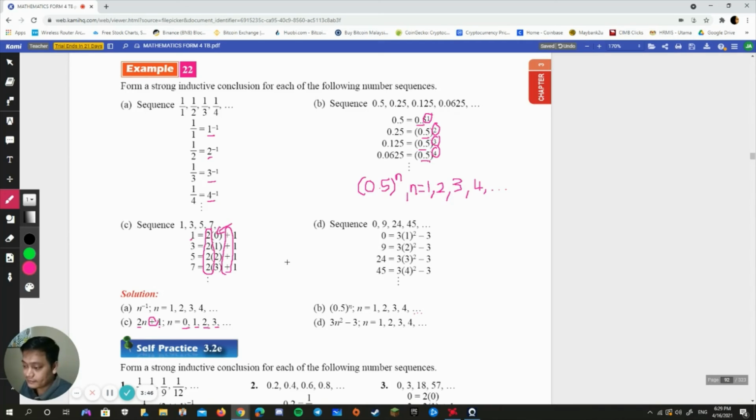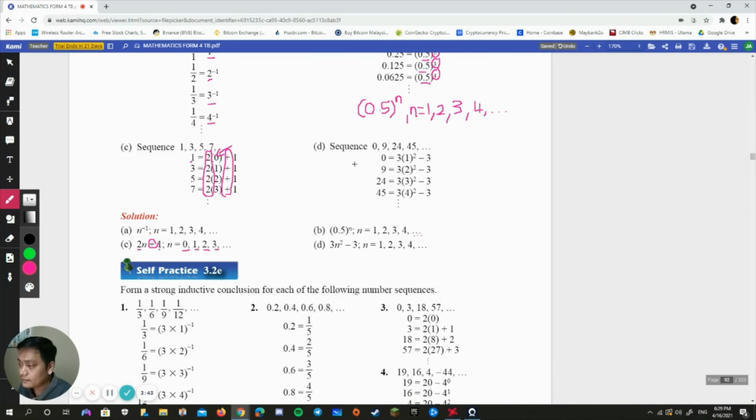And then for the last example, for sequence 0, 9, 24, and 45, and so on. Here are the steps for how you obtain the number sequence. For number 0, 3 times 1 to the power of 2 minus 3. For 9, 3 times 2 to the power of 2 minus 3. And 24, 3 times 3 to the power of 2 minus 3. And for 45, 3 times 4 to the power of 2 minus 3.